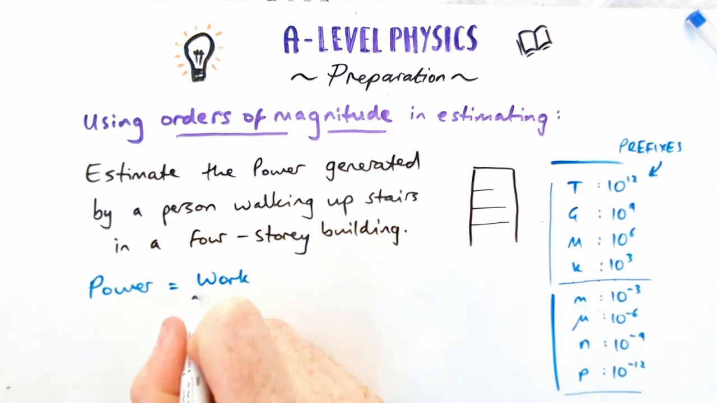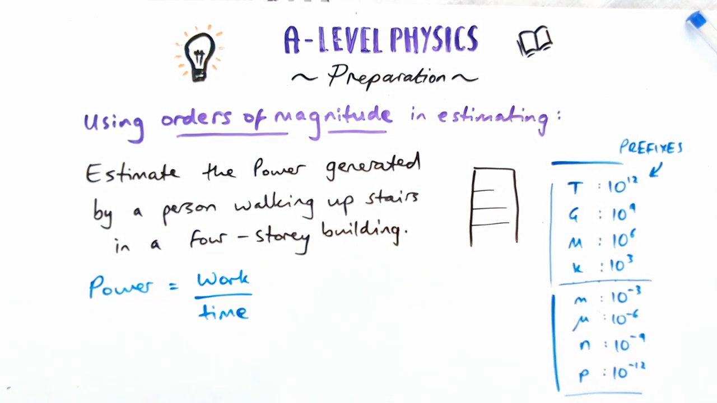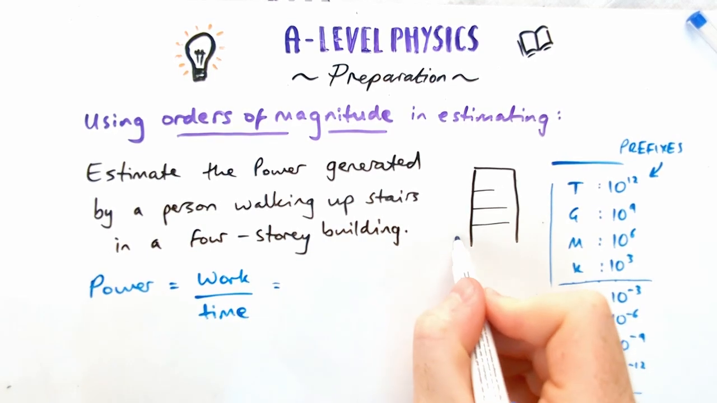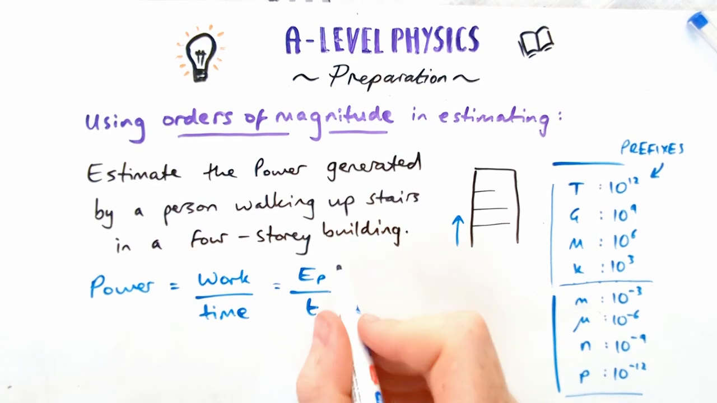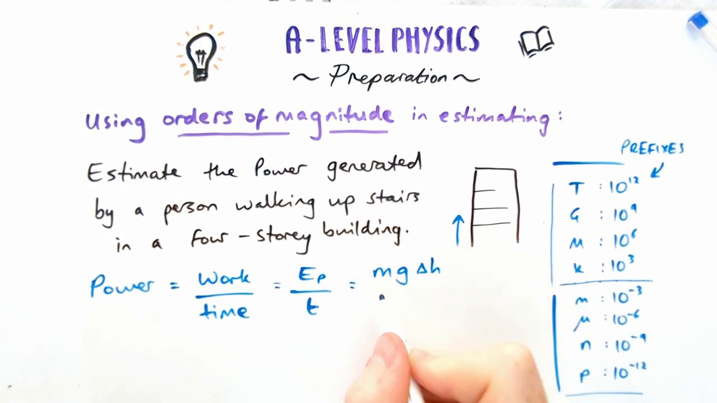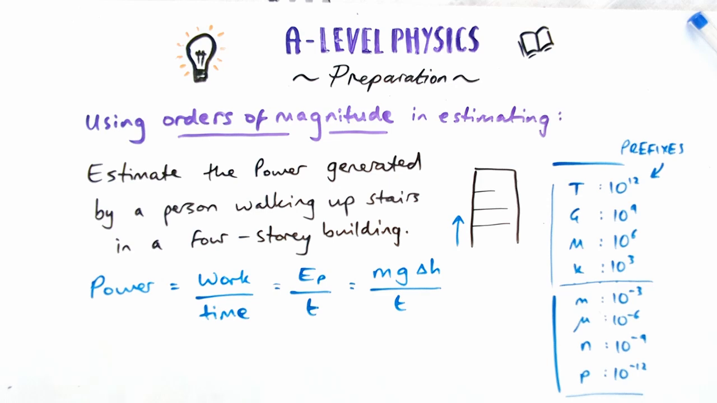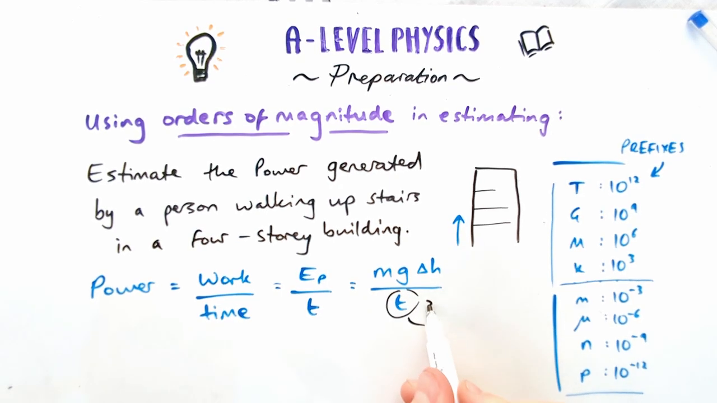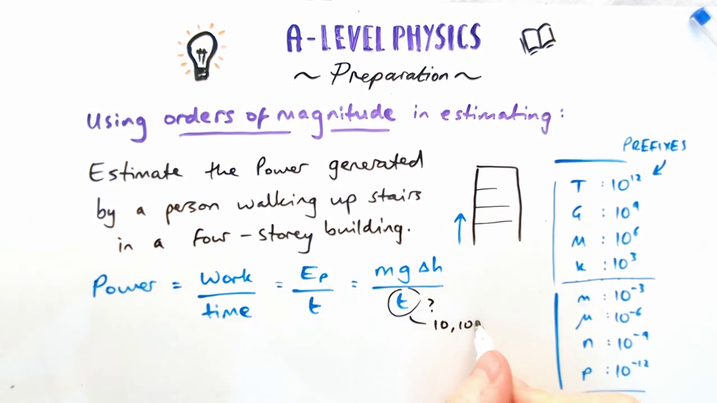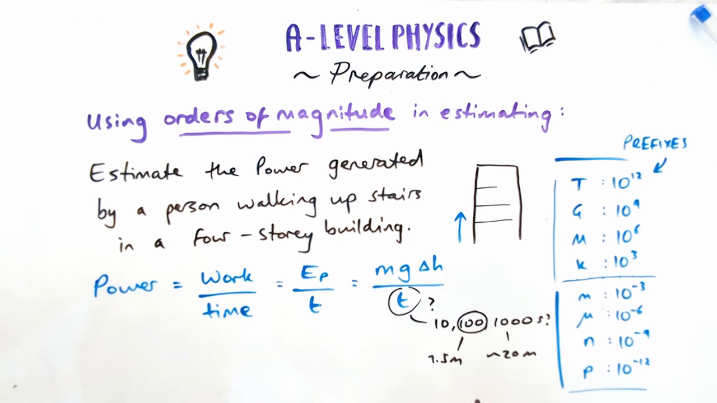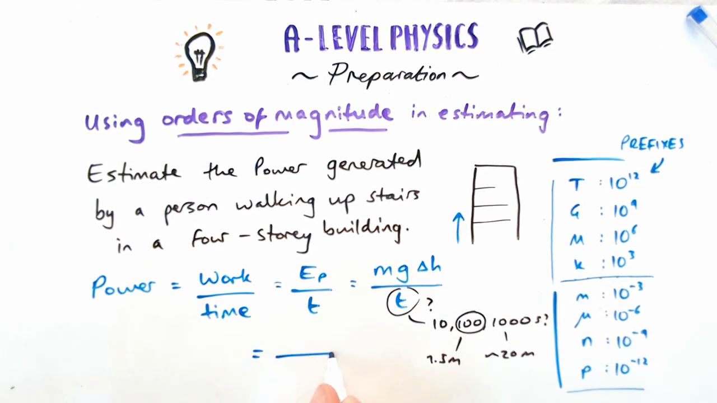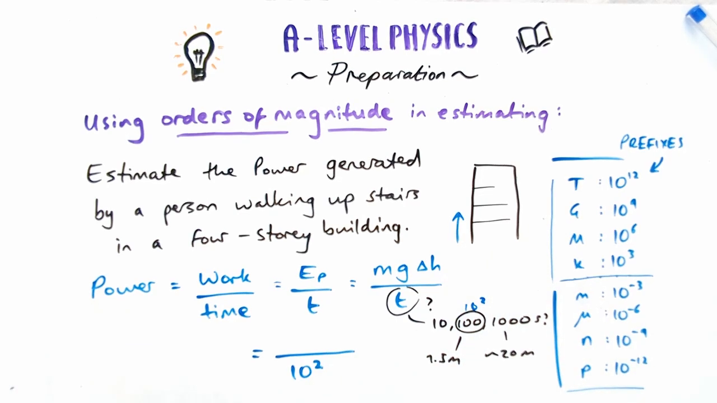So let's have a look at an equation to use first of all. So power is rate of work done, or rate of energy transferred. So the work done as the person climbs those buildings is going to be equal to the potential energy gained divided by the time. So the gain in gravitational potential energy, m times g times change in height, and the time taken. So let's go for the time taken first of all. So to climb 4 stories of a building, are we going to be talking about kind of 10 seconds, 100 seconds, 1,000 seconds? Well, probably about 100 seconds, I'd say, a couple of minutes to kind of climb those stairs.